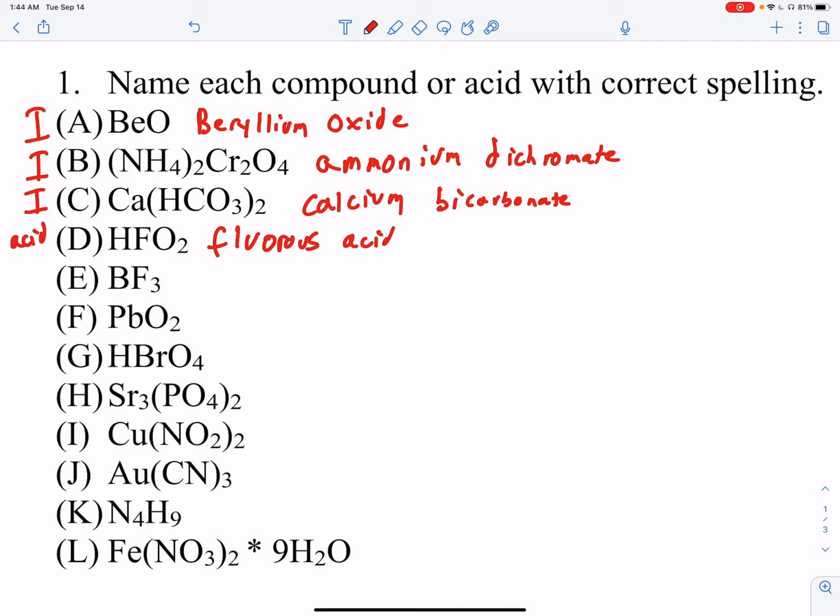Okay. Letter E here is a covalent bond. It's between two nonmetals, so we name that with prefixes. So this would be boron trifluoride.